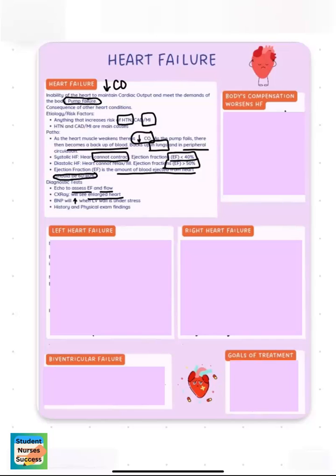There's a blood test called a BNP, and the BNP will actually rise when the left ventricle wall is under stress. And we see that in heart failure. That left ventricle is working really hard to try to pump, but it's just too weak. And so we do see BNP start to rise. And the last is history and physical exam findings. These are also helpful in diagnosing heart failure.